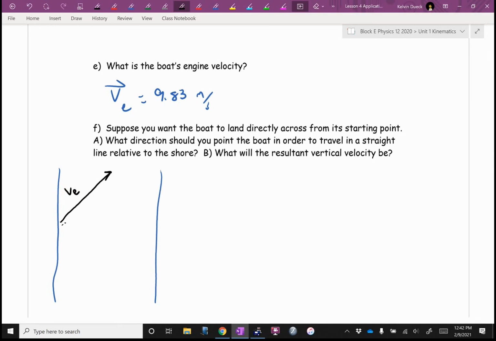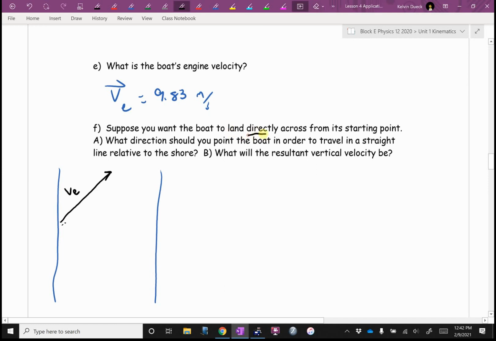What else is also pushing on the boat? The river, the current. So I want to add the velocity of the engine and the velocity of the current. How might I add these two things together? Draw them. But how do I know whether to draw the current that long or that long?